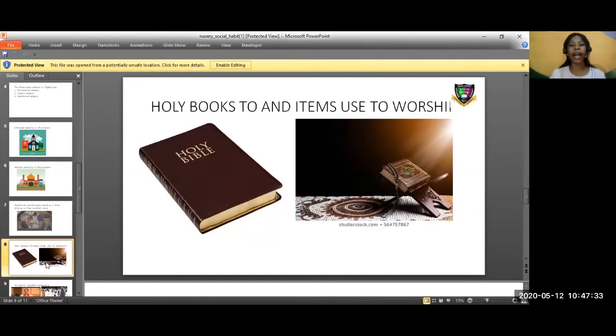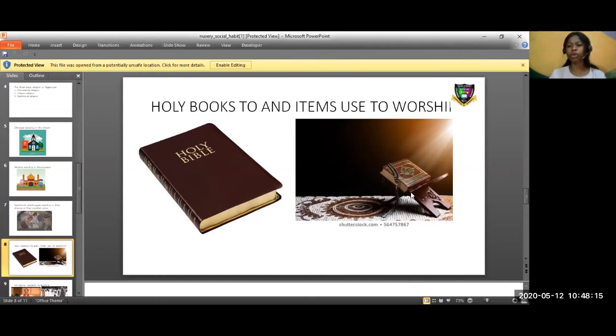Holy books and items used to worship. Now I'm going to explain only two religions because these are the two basic religions we practice in Nigeria. That is Christian and Islamic religion. The holy book used to worship is the Holy Bible. Christians use what? The Holy Bible to do what? To worship. Christians use the Holy Bible to worship.